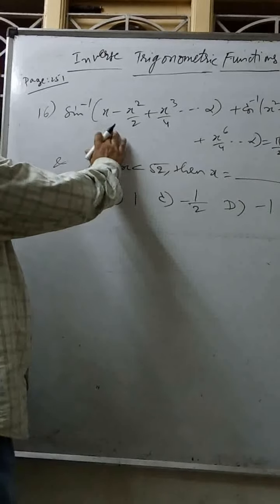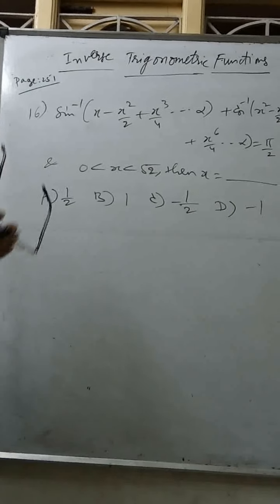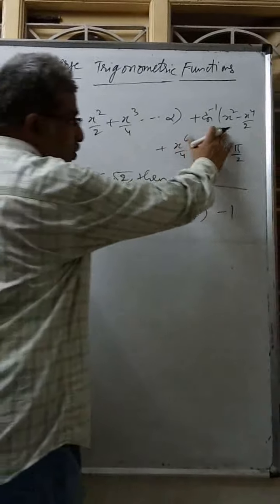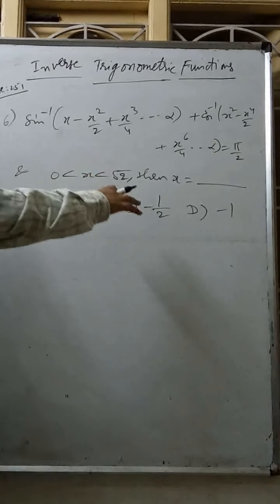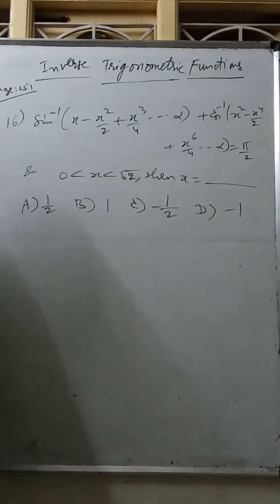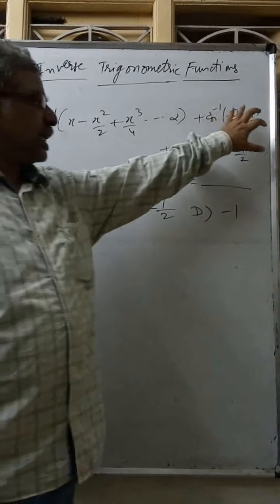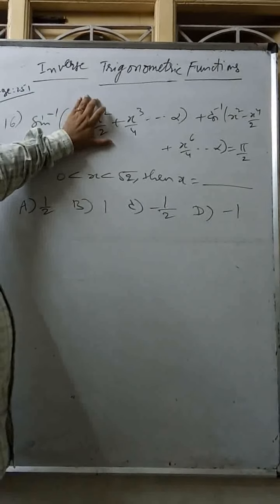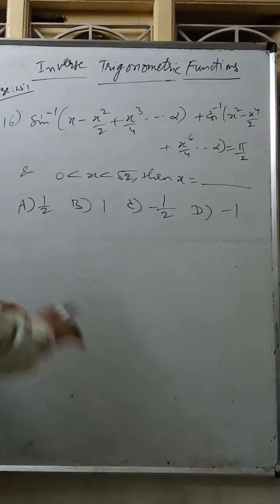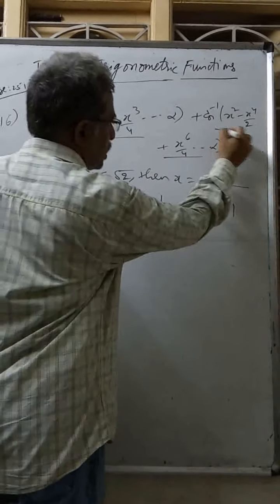Sin inverse of x minus x square by 2 plus x cube by 4 and so on till infinity, plus cos inverse of x square minus x power 4 by 2 and so on till infinity is equal to pi by 2. We know that sin inverse x plus cos inverse x equal to pi by 2. Means what I want to say is this whole part equal to this whole part. Means these two must be equal.